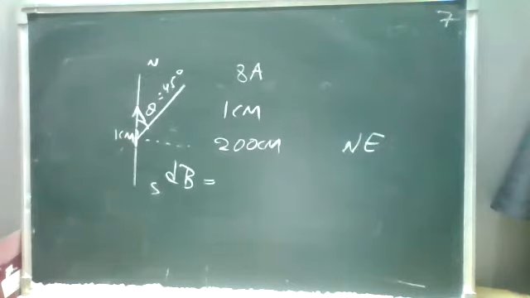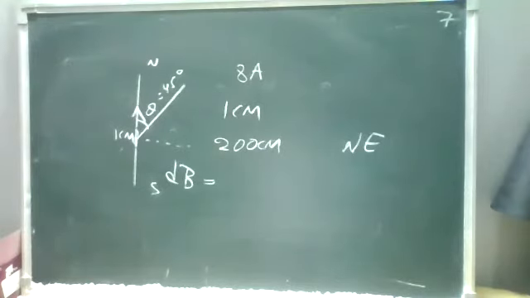Okay, so I'll repeat the question. A wire placed along the north-south direction carries a current of 8 amps from south to north. Find the magnetic field due to a 1 centimeter piece of wire at a point 200 centimeters northeast from the piece.